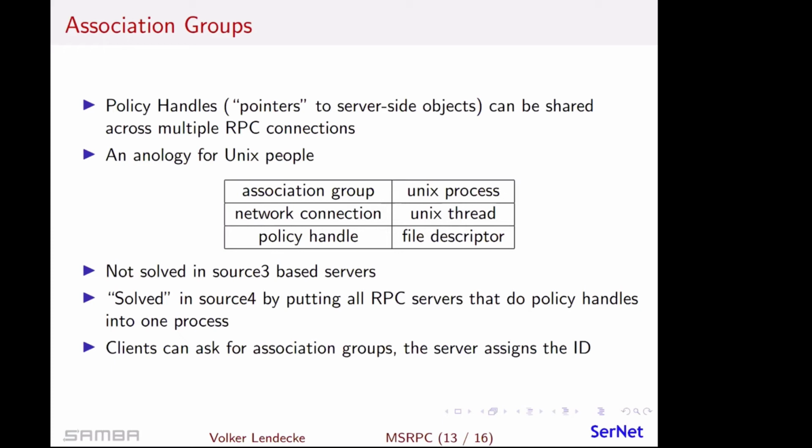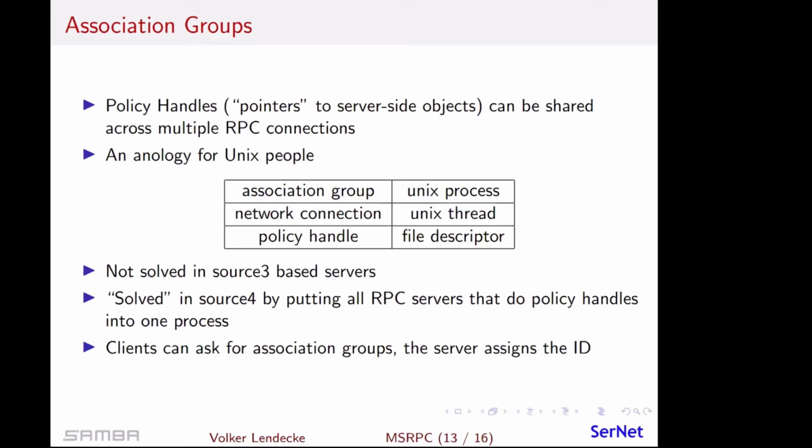An association group essentially is a number space for policy handles, which from our perspective are just pointers to server-side objects that a client can refer to. You, for example, have an open user, you get a policy handle. This policy handle just refers to the server-side representation of a user over SAMR. These policy handles can be shared across multiple RPC connections. And in source3 based servers, we just don't do that properly.